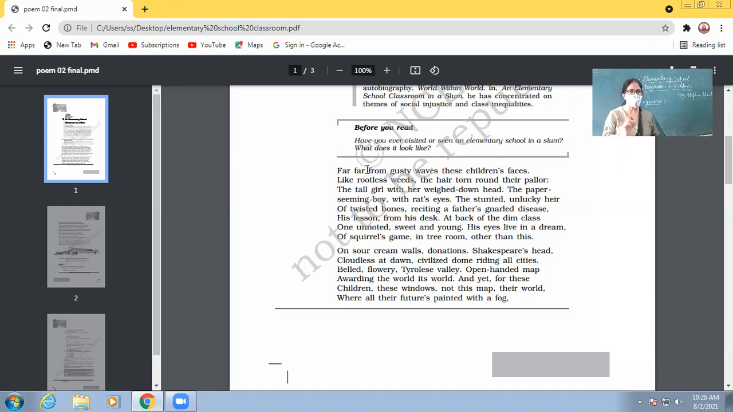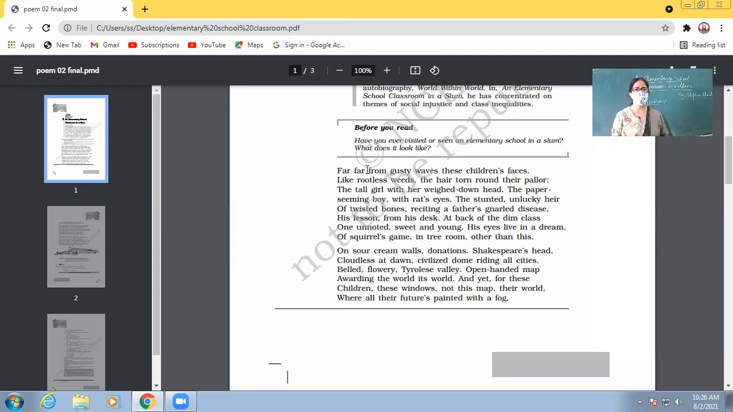So the very first line, the hair torn round their pallor. Whose hair? The hair of these slum children. What kind of hair do they have? Torn round their pallor. Pallor is a pale face. Why do they have pale face? Because they are anemic. They are malnutritioned. They lack all the nutrients which the children should have in their diet. So the children have their hair all strewn around their face because their faces are pale or anemic. So the hair torn round their pallor.